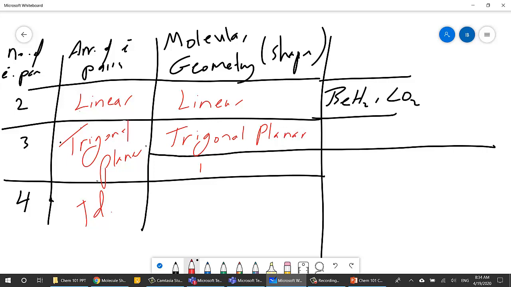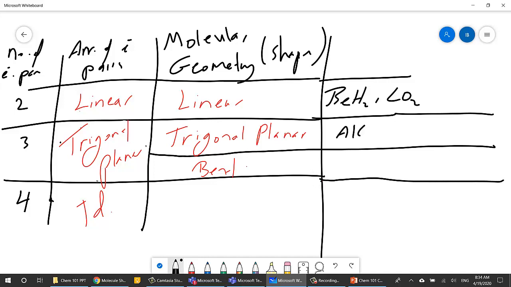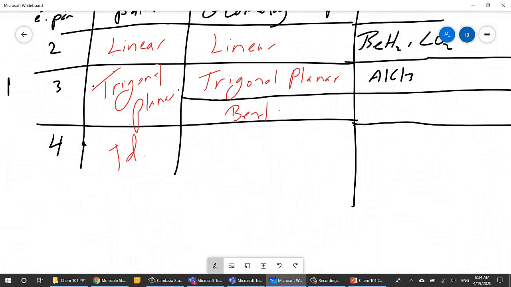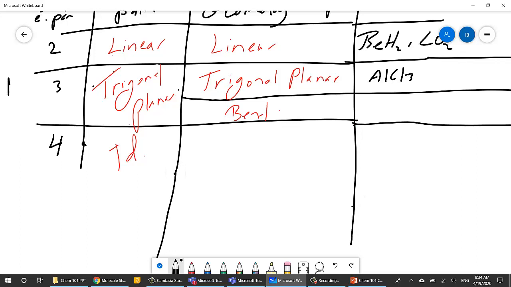But this one also has a bent structure, which we didn't see yet, but we're going to see it soon. Trigonal planar, we saw this with AlCl3, but the bent one, maybe SO2, or I forget. I will show you an example later on. The tetrahedral has three children, or three molecular geometries.